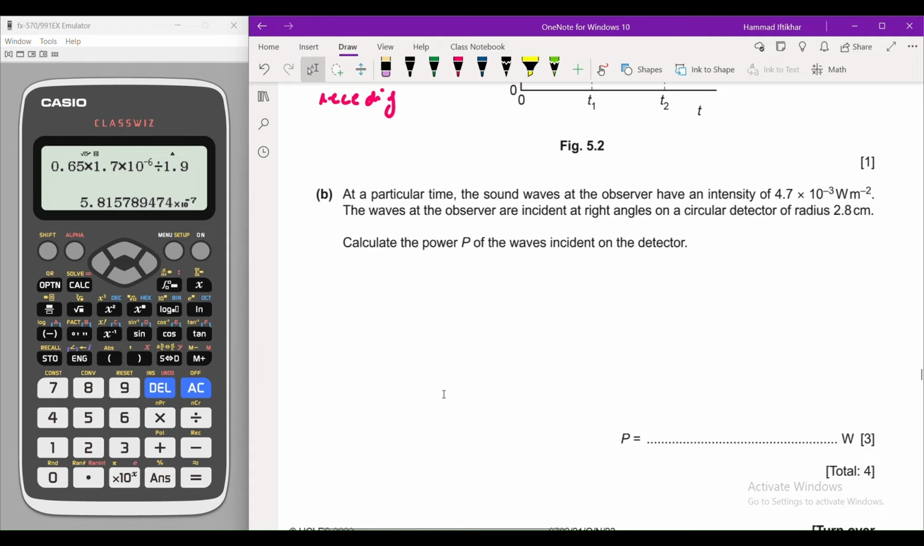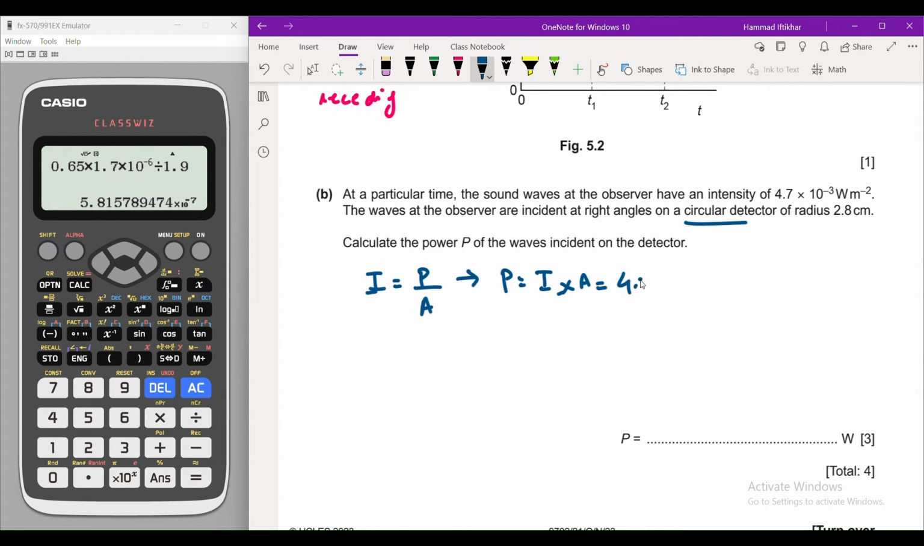At a particular time, the sound waves at the observer have an intensity of 4.7 × 10^-3 watts per meter squared. The waves at the observer are incident at right angles on a circular detector of radius 2.8 centimeters. Calculate the power of the waves incident on the detector. Intensity is just power over perpendicular area, so to find the power we multiply the intensity by the cross-sectional area. Since it's a circular detector, it will have a circular cross-sectional area.